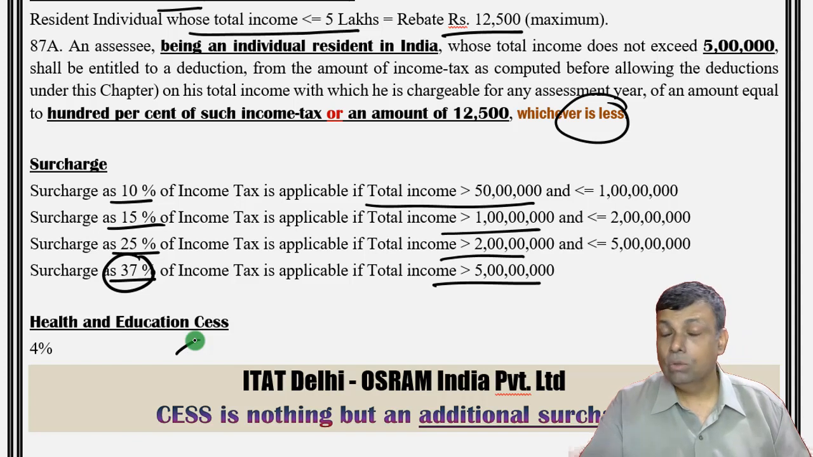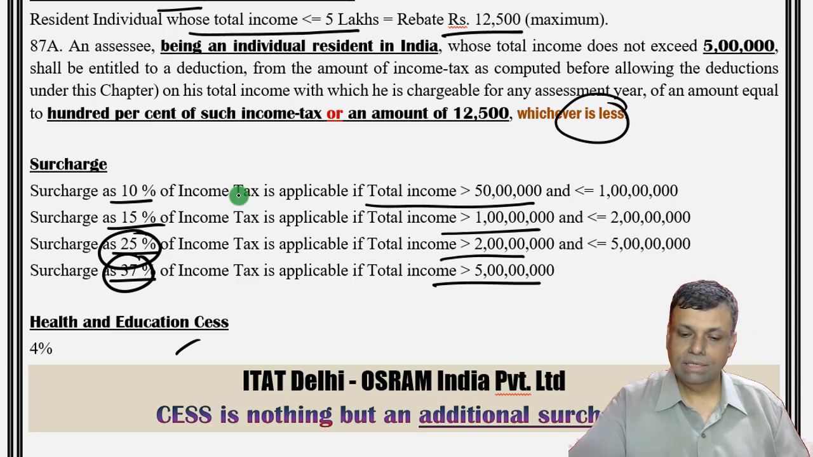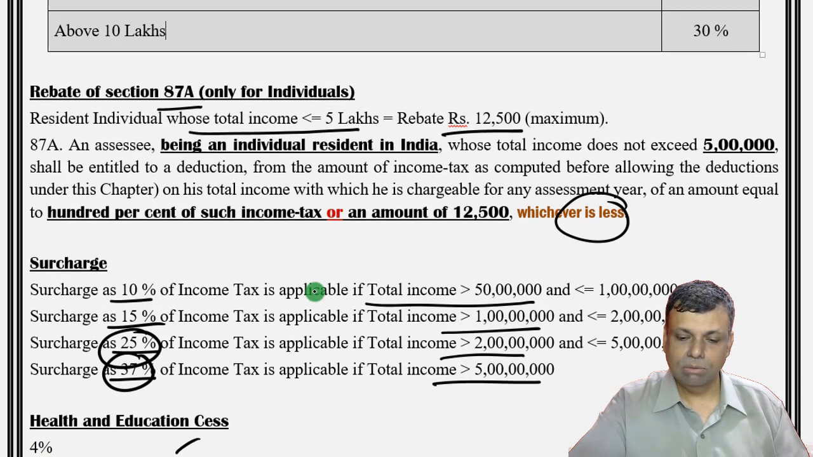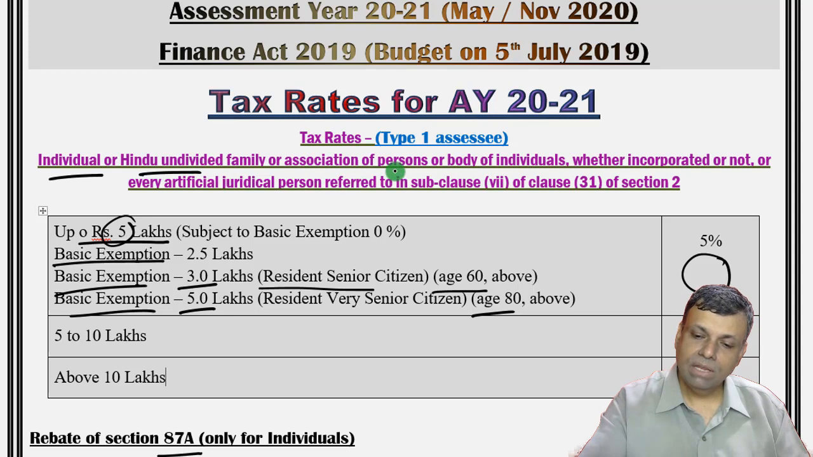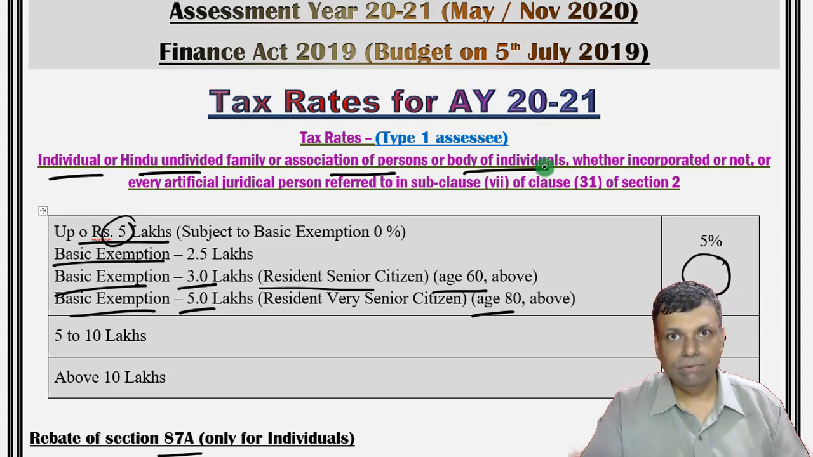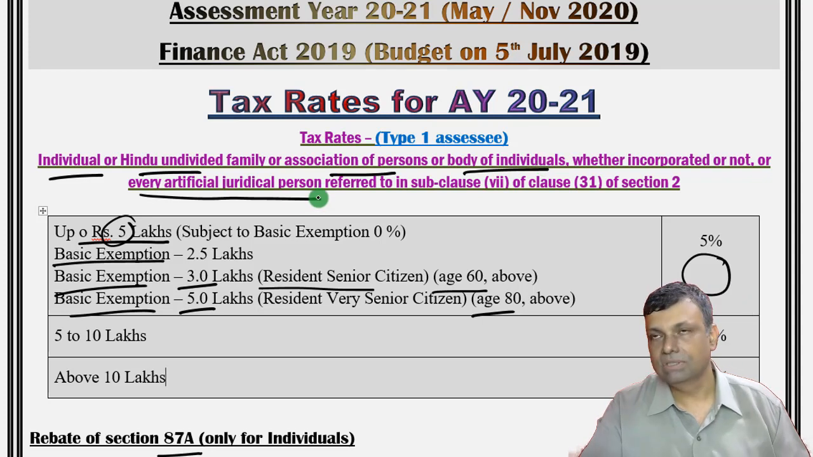Now friends, as I told you, there was a special ordinance which was passed. In that particular special ordinance, what was the concern? Let me tell you that this very high surcharge, the 25% and 37% categories, is applicable to all types of assessee: individuals, HUFs, AOPs, BOIs. These are the default tax rates. So for all of them, and every other artificial juridical person, for all these categories of persons, there is a higher category of surcharge, that is 25% also and 37% also.